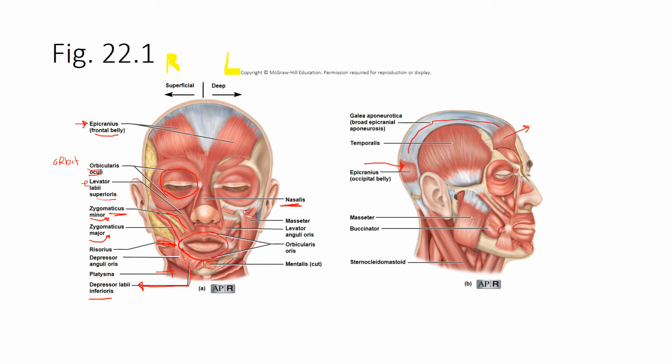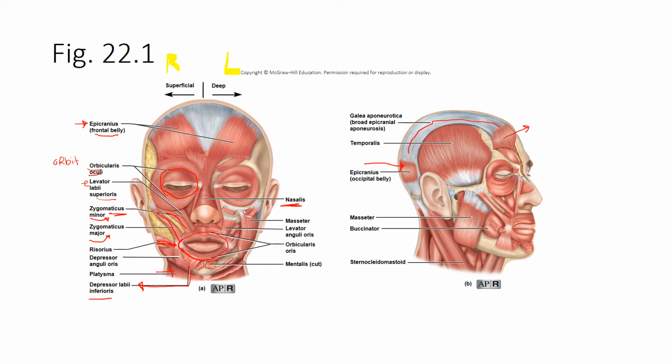Nasalis. If you add lis to the bone name, it means the muscle that covers this particular bone. Same thing if you add cus at the end of the bone name, it will be the muscle that covers this particular bone, like zygomaticus minor and zygomaticus major. So nasalis is actually responsible for widening your nostrils.